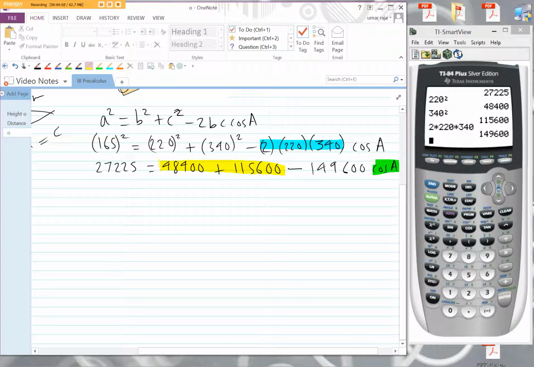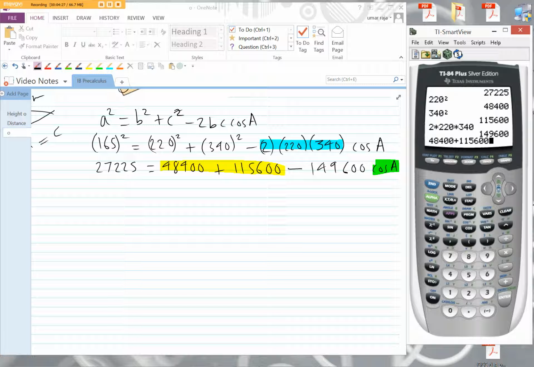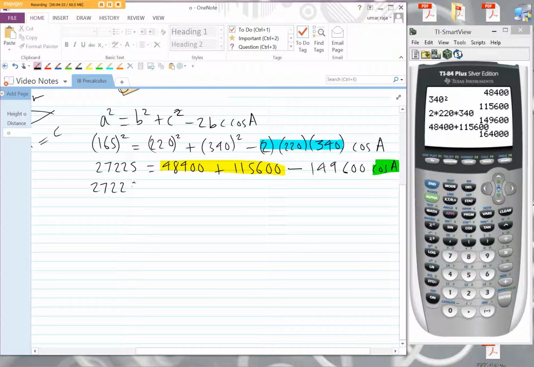First thing you have to do is add those two up. But keep in mind that you're not going to be subtracting the 149,600 from this, because there's a cosine of A next to that. So add the two values that are highlighted: 48400 plus 115600. Press the enter key and you get the value on the right. Let's write that out. So you have 164,000 minus 149,600 cosine of A.